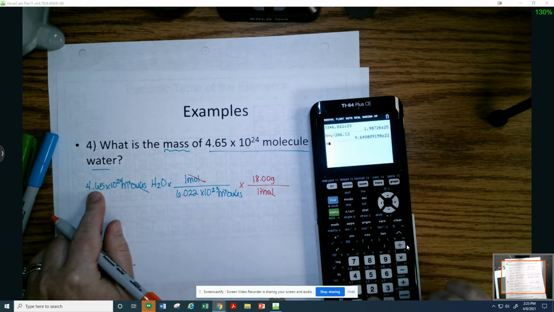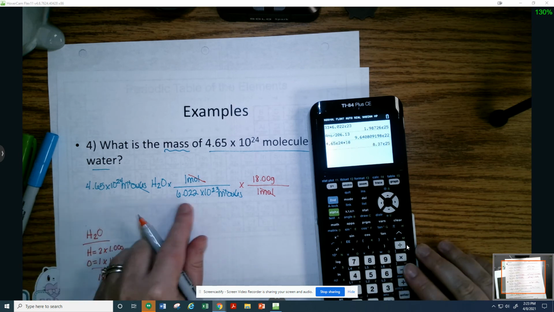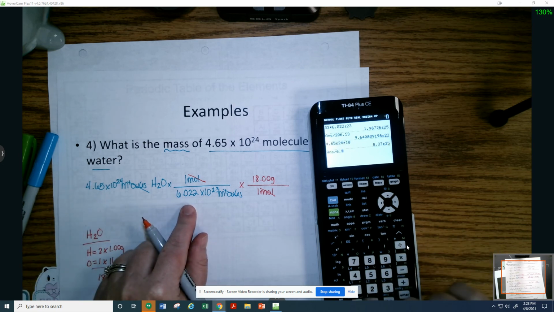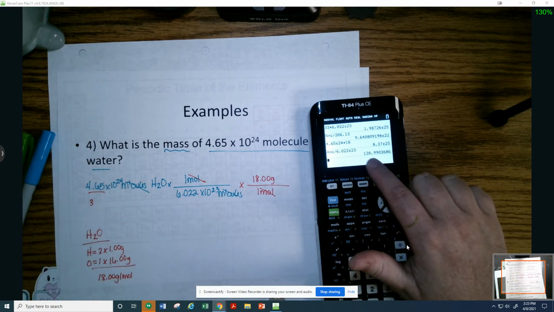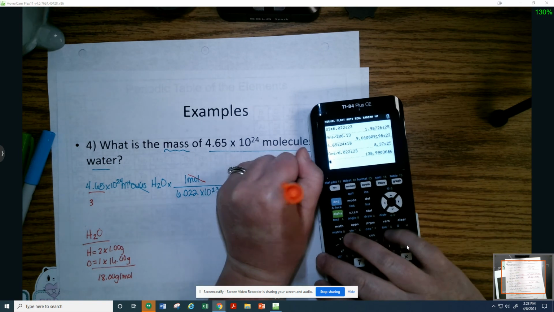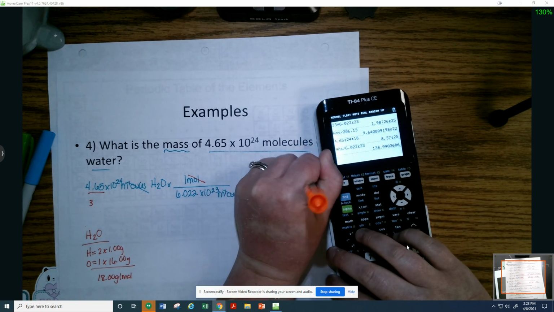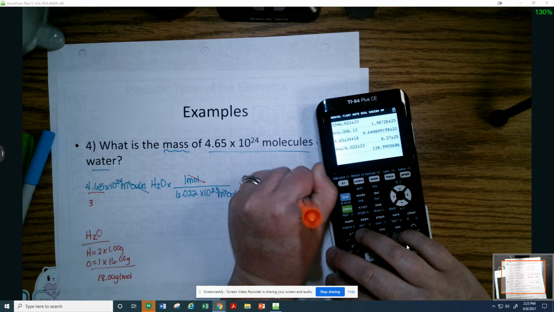Solving this out, I take 4.65 E24 times 18. Enter, divide by 6.022 E23. This has 3 sig figs, so 138. That 9 rounds it up. Your final answer is 139 grams of water.